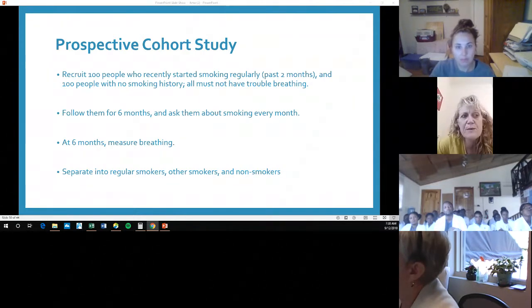We're going to end up probably with 3 groups. We'll have people who are regular smokers, and we'll have people who are non-smokers, and there might be people in the middle who change their smoking pattern over the course of the follow-up.